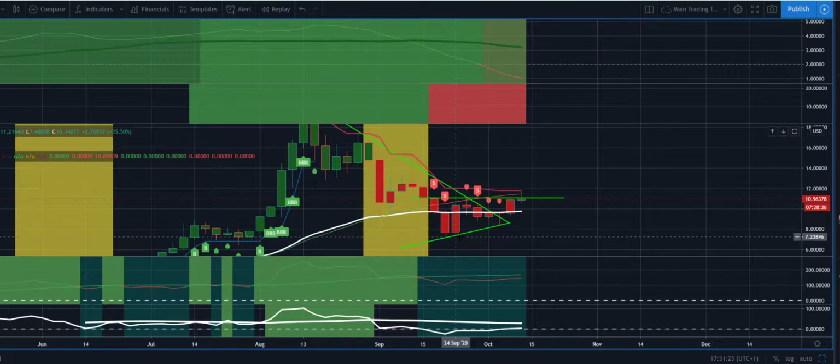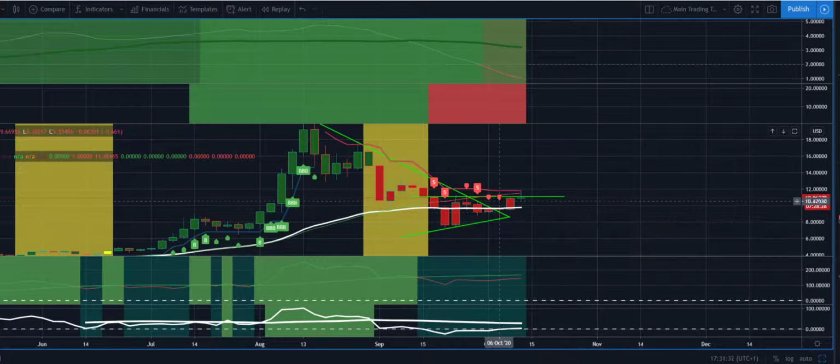Yes, we've already gone down all the way to $7, and we're currently nearly at 11. But on the longer term 3-day chart, it's not yet flipped green. I'll be much more bullish if we start flipping green on the 3-day chart.